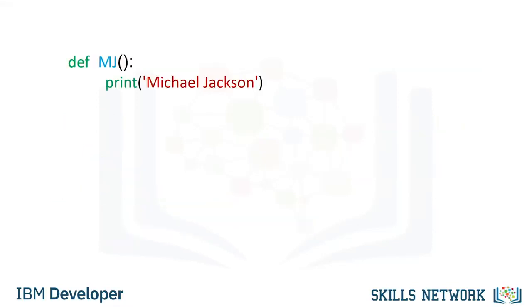In many cases, a function does not have a return statement. In these cases, Python will return the special None object. Practically speaking, if your function has no return statement, you can treat it as if the function returns nothing at all. The function MJ simply prints the name Michael Jackson. We call the function. The function prints Michael Jackson.